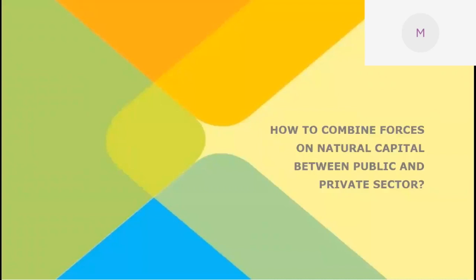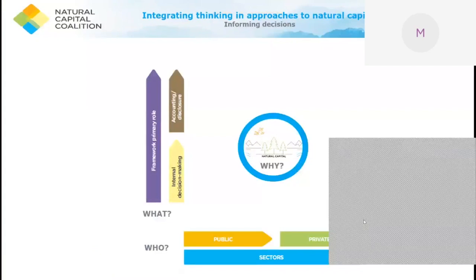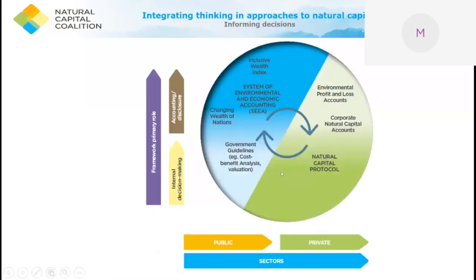So this is more about how to see the synergies between the approaches that are used by the public and the private sector. So we see that both sectors are interested in understanding the connections with the natural capital, and they are organizing the information and using the information in different ways. Some frameworks are focused more on accounting and disclosure, and other frameworks are putting more emphasis on the decision making. If we move to the next slide, we can see, sorry, yeah, thank you.